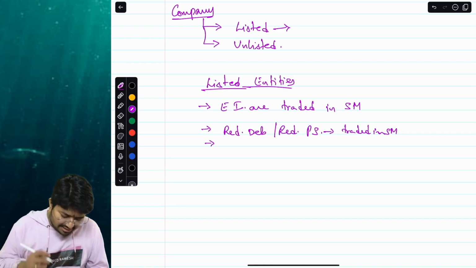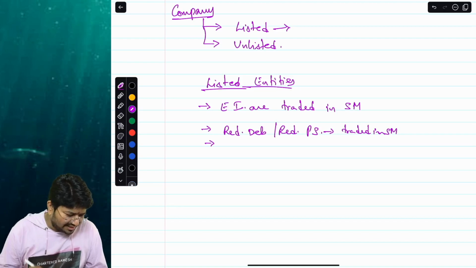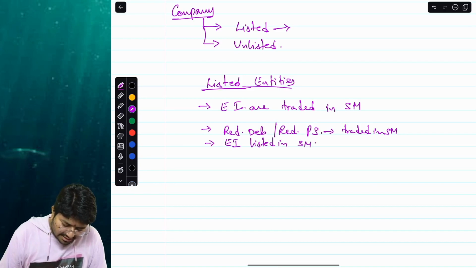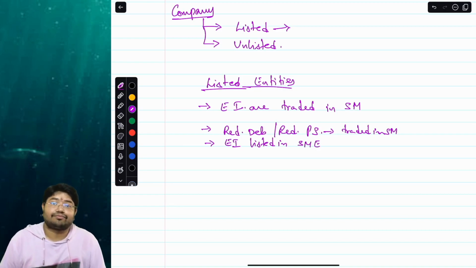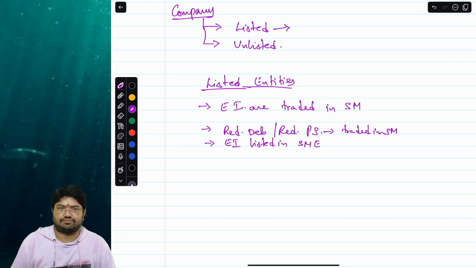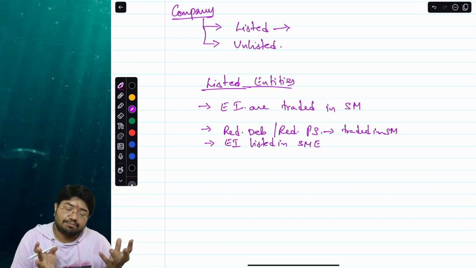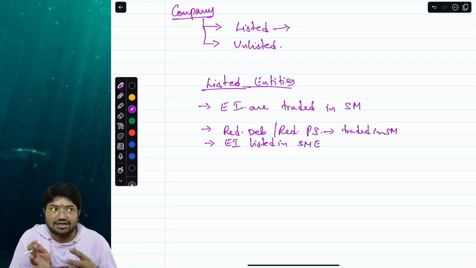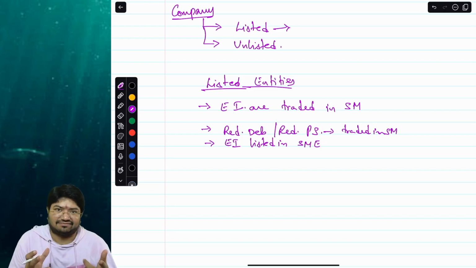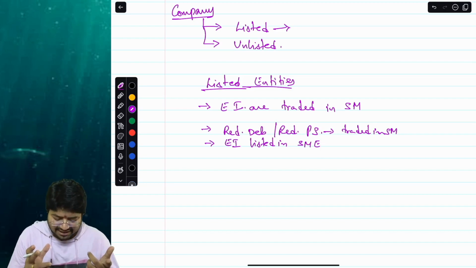Then there are equity instruments listed in SME platforms. That means there is something called SME listing in Bombay Stock Exchange. Small and medium enterprises also can enter into publicly traded platforms, but it is not a large cap company. They are small and medium companies, in which case I call it SME listing.